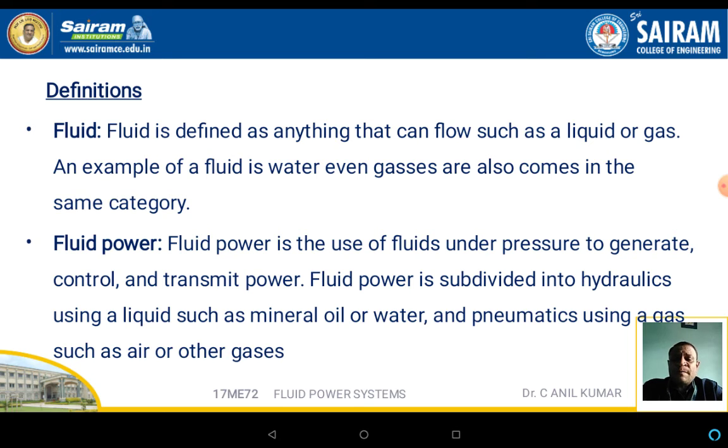Fluid power is the use of fluids under pressure to generate, control and transmit power. Fluid power is subdivided into hydraulic and pneumatic. Hydraulics uses liquid, either water or in some cases oils, but in the case of pneumatics, gases are used as the medium.